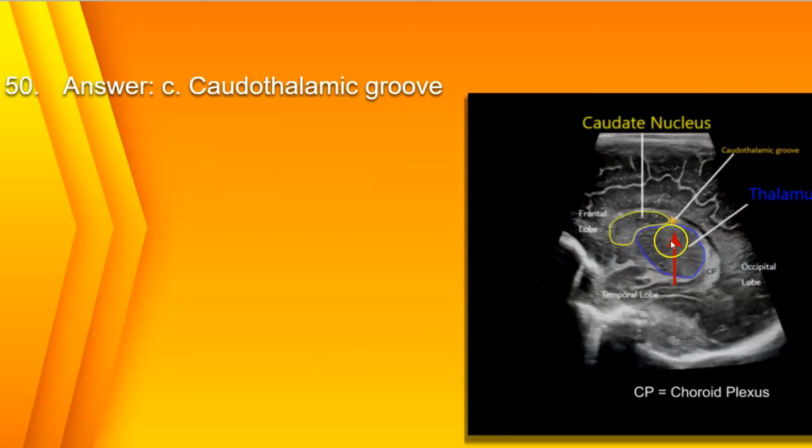So here you got your thalamus, you got your caudate nucleus, and in between these two is the caudothalamic groove, and that is a common site for brain bleeds, the most common site for brain bleeds in premature infants.